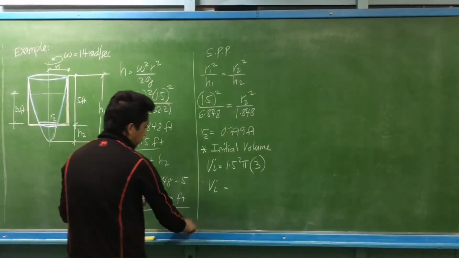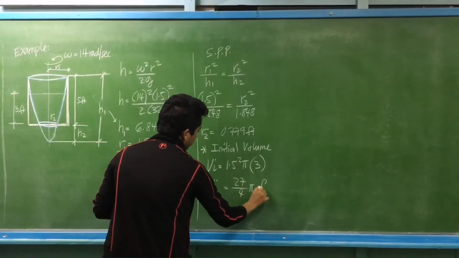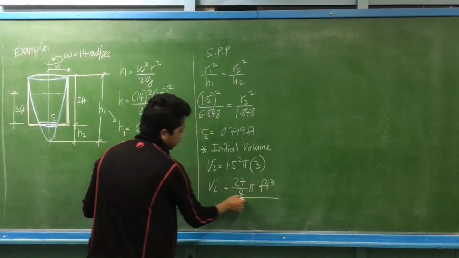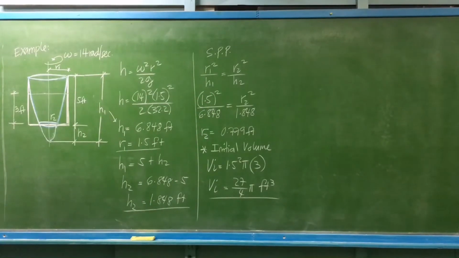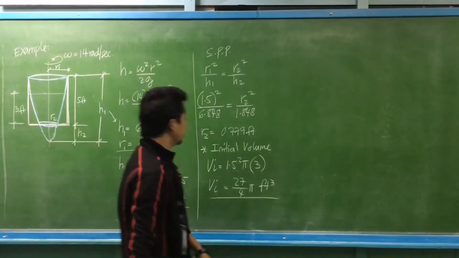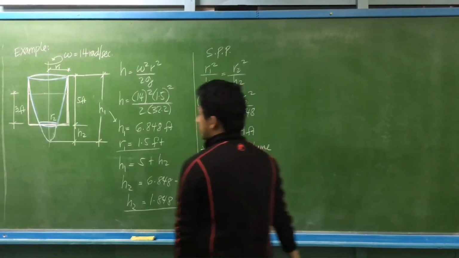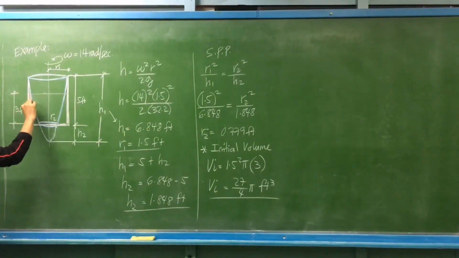That will be equal to 27 over 4 of pi cubic feet. So 1.5, this is 1.5 squared pi times 3. The height of water is 3. It's 27 over 4 of pi. So now, how can we compute for the volume spilled? How do we get this portion?